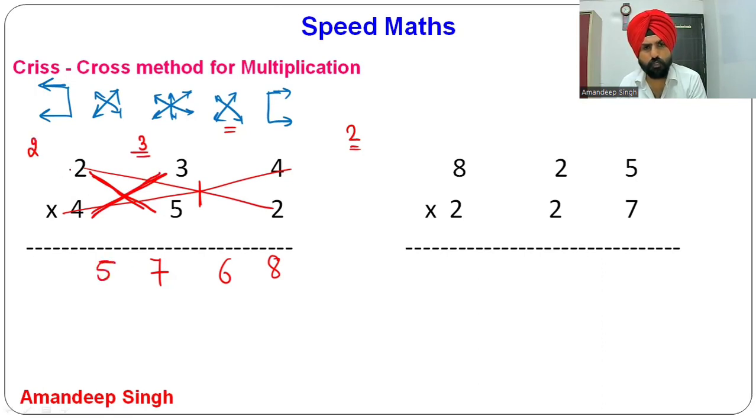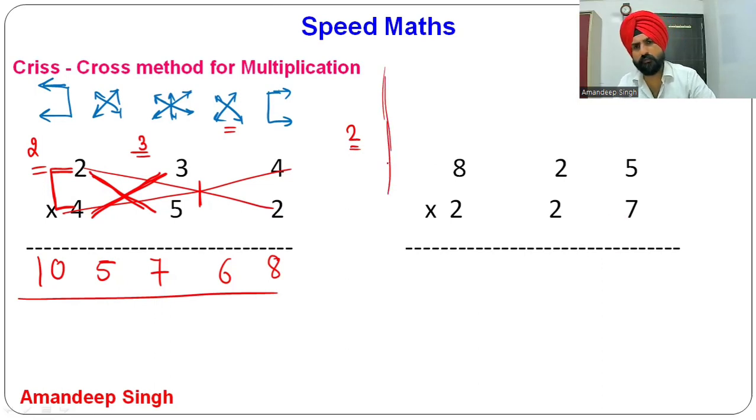Carry over 2. 2 4s are 8. 8 plus 2 is 10. So your answer is 105768. Right? So I hope you must be able to do it now. So just pause the video again and try to solve the answer. Try to get the answer for this one.